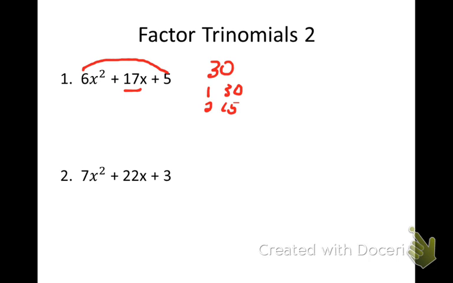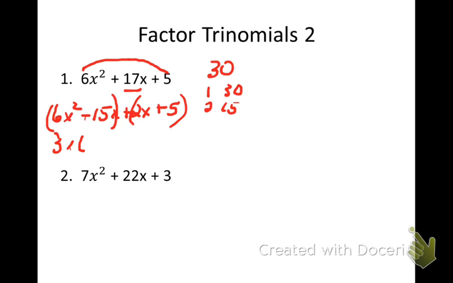So we're going to write it out as 6x squared, and we're just going to break this down into plus 15x plus 2x. That's what these two factors would be, plus 5. And then we're going to use our grouping and group these two together and these two and say, what do you have in common here? Well, you have a 3x, so it's going to be 3x times the quantity 2x plus 5. And here there's nothing in common, so you do have just a 2x plus 5.